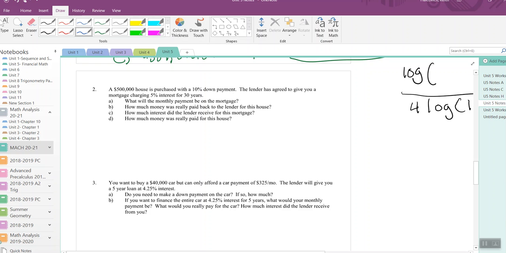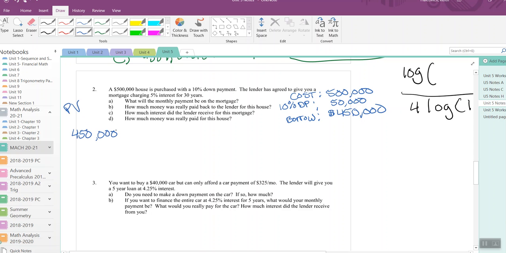Well, first of all, the cost of the house is $500,000. The 10% down payment, that's how much you pay towards the cost of the house. Well, 10% is $50,000. So that means you're borrowing the rest. So you're borrowing $450,000. So your present value is $450,000. This is a present value problem. You want to know how much your monthly payment is.